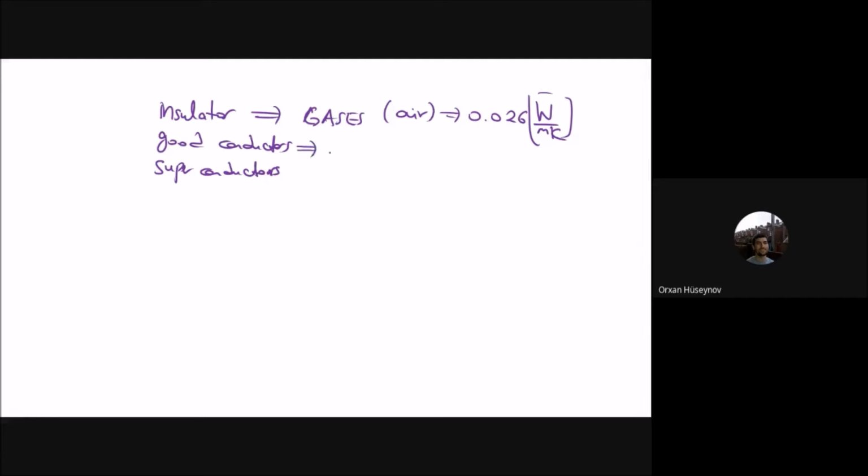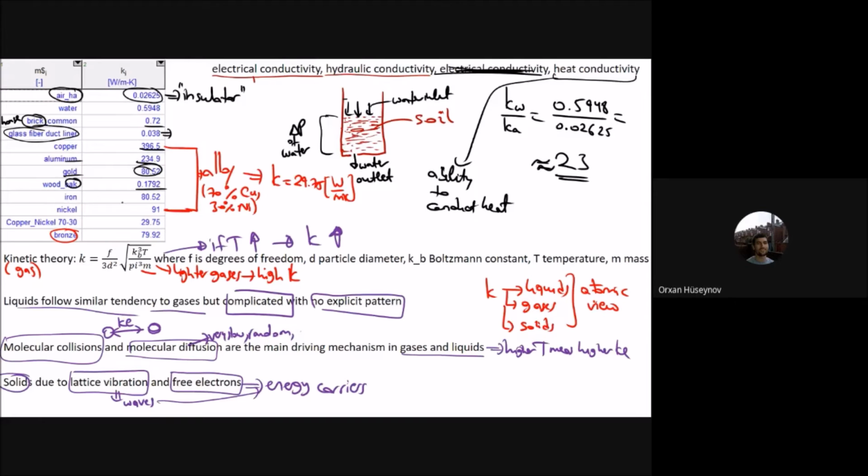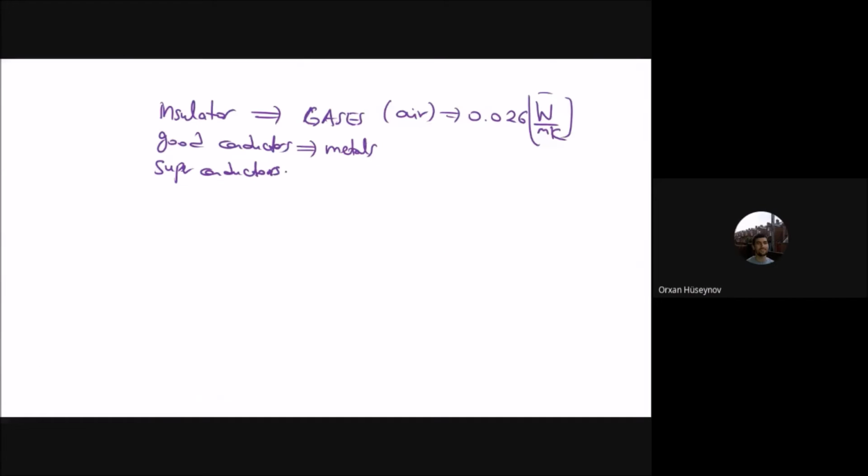The good conductors can be the metals. The metals are the good conductors of the heat. For iron, it is 81. For nickel, 91. For aluminium, 235. And 396. And for the superconductors, the k value is very, very high.